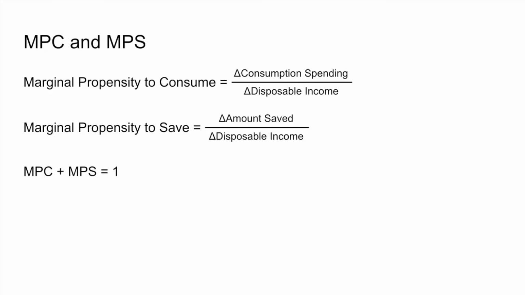Marginal propensity to consume is equal to the change in consumption spending divided by the change in disposable income, and marginal propensity to save is equal to the change in amount saved divided by the change in disposable income. The sum of these should be equal to 1. These tell you that if someone earns an extra dollar in income, then on average, how much of it would they spend and how much of it will they save?